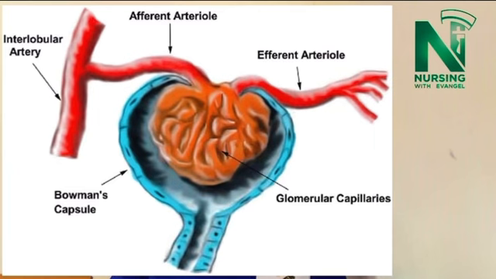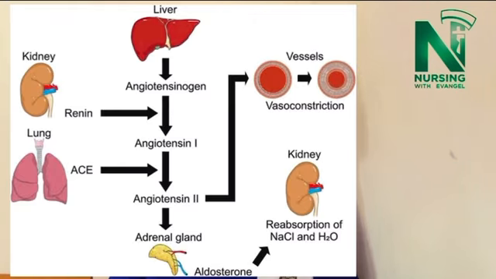When there is a fall in blood pressure or blood volume, the afferent arteriole inside the nephron releases an enzyme known as renin. This renin triggers the conversion of angiotensinogen, which is a protein produced in the liver. It triggers the conversion of this angiotensinogen to angiotensin 1. And after it has triggered this conversion, the angiotensin 1 is then converted further into angiotensin 2 under the influence of the angiotensin converting enzymes.